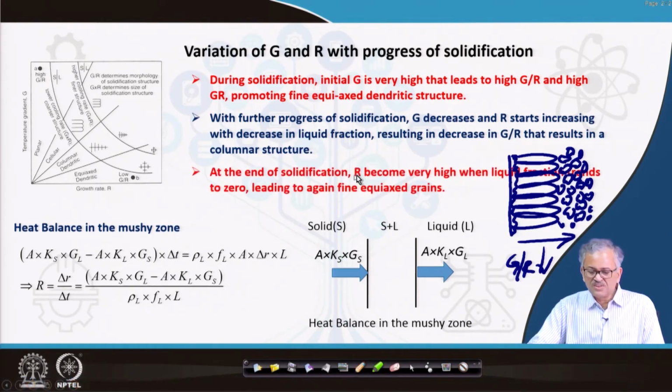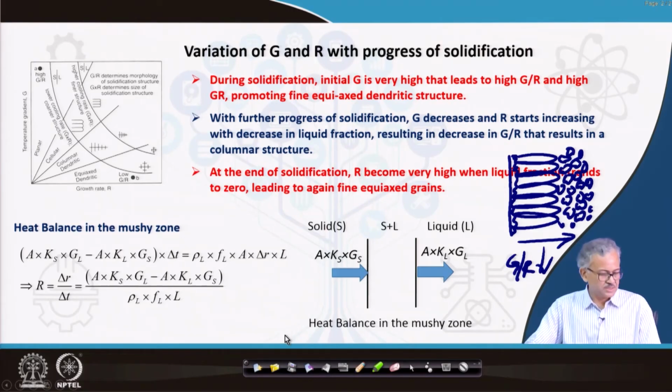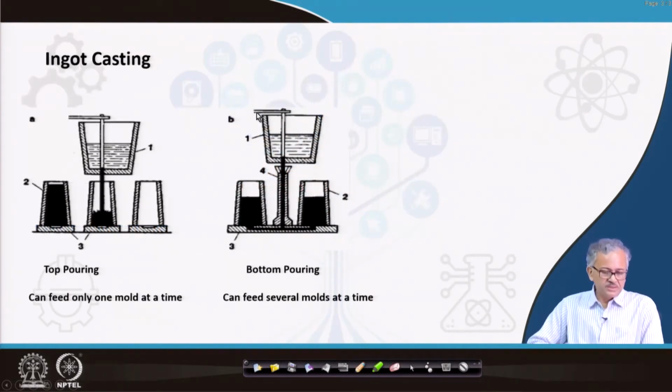So at the end of solidification, R becomes high and the liquid fraction tends to 0, leading again to a very high equiaxed gradient in the structure. That is the thing that I said. So now I come to the ingot casting.